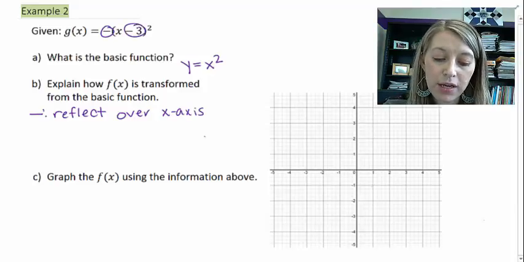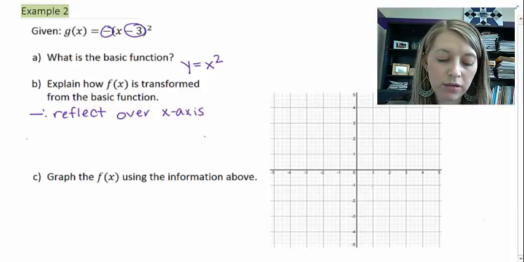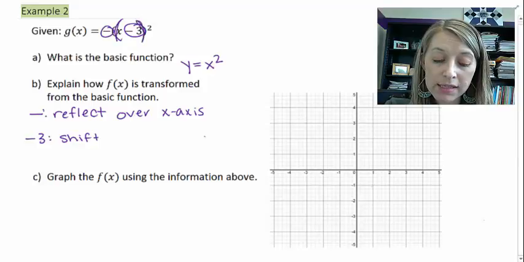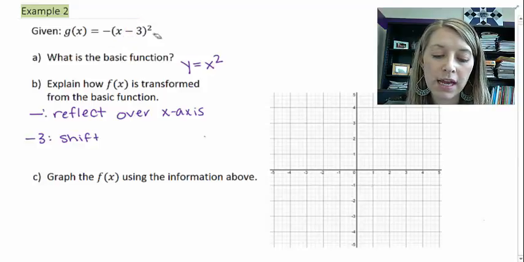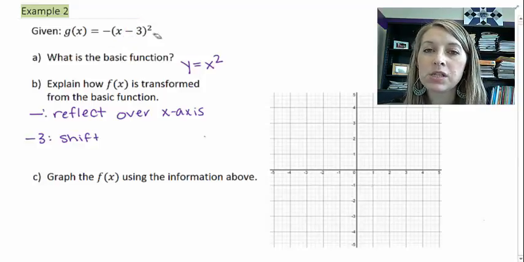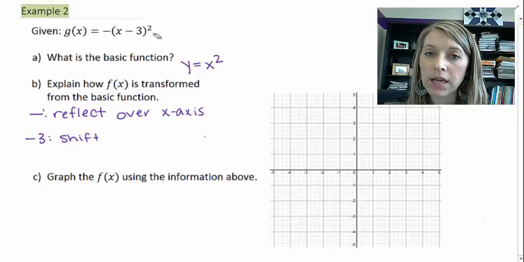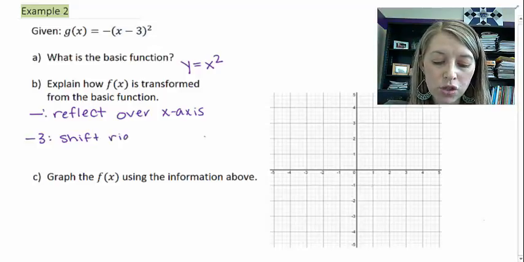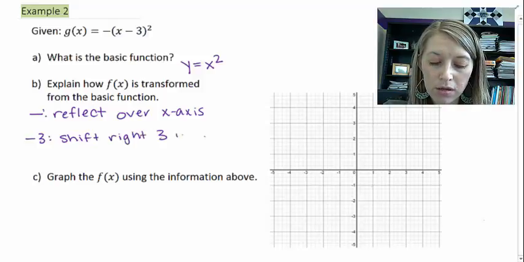The negative 3, since it's a subtraction, means it's going to shift. Notice it's on the inside of my operation here, the inside of my parentheses. That means it's going to do it horizontally, and it happens in a backwards fashion. I would think, oh, it's negative, it's going to shift left. Backwards fashion means it's actually going to shift right 3 units.